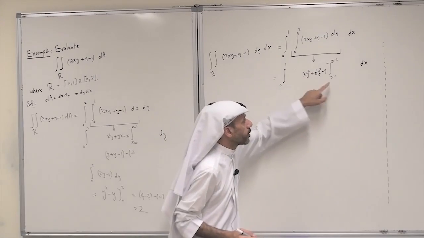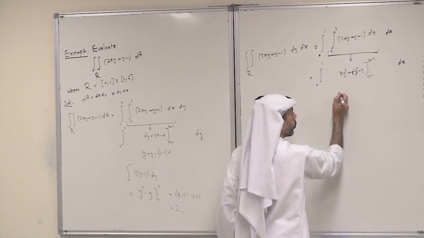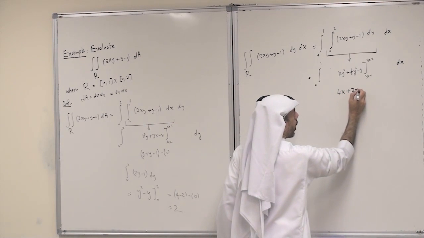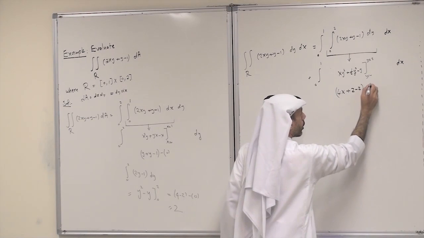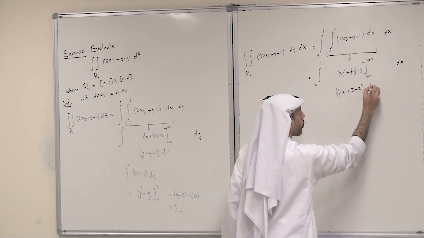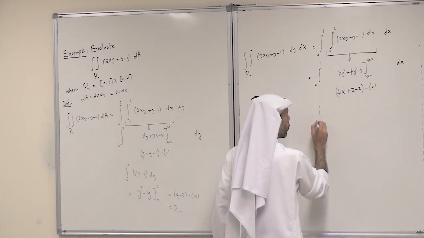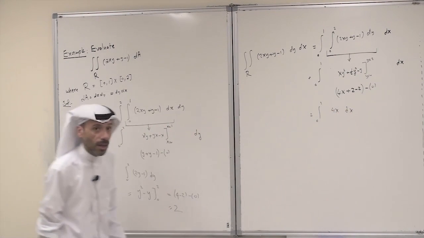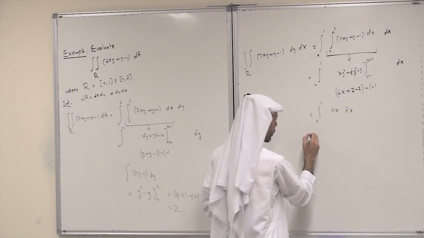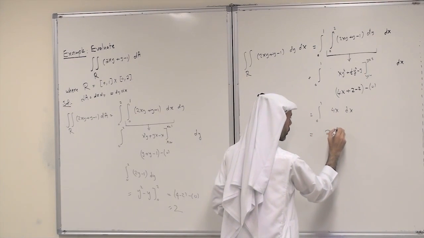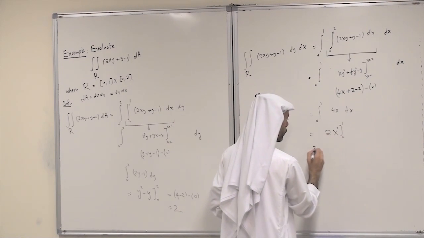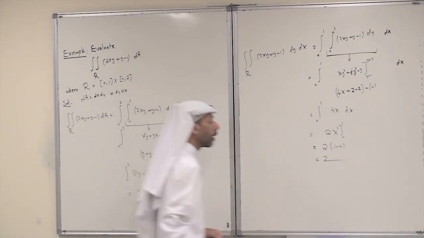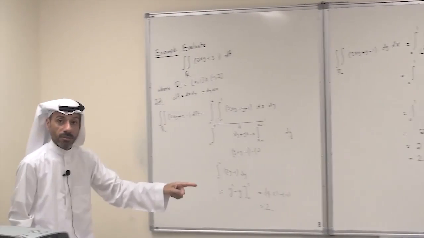Substitute 2 minus substitute 0. So when you substitute 2, we get 4x plus 2 minus 2, and for y equal to 0, I get 0. So this gives me the integral from 0 to 1 of 4x dx. Now I evaluate with respect to x. This is just 2x squared from 0 to 1, and this is just 2 times 1 minus 0, and this is 2. And you notice we get the same answer.